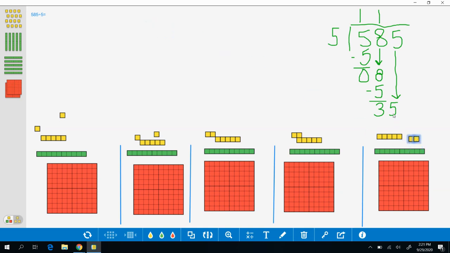So we started with 35 ones. We divided them into 5 groups, and how many ones are in each group? 1, 2, 3, 4, 5, 6, 7. Each group has 7 ones. So let's notate that up here. 5 groups of 7 ones. 5 groups of 7 is 35.